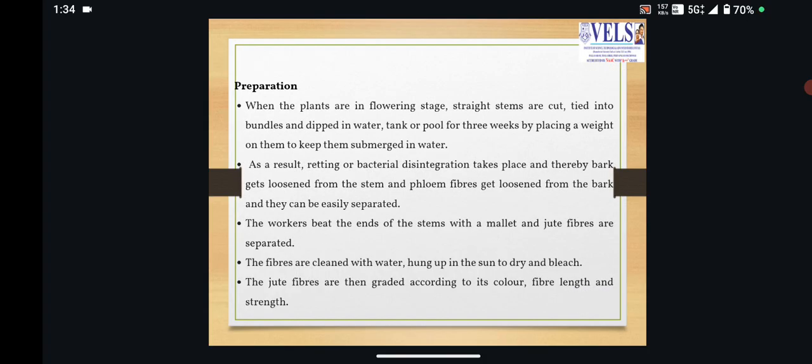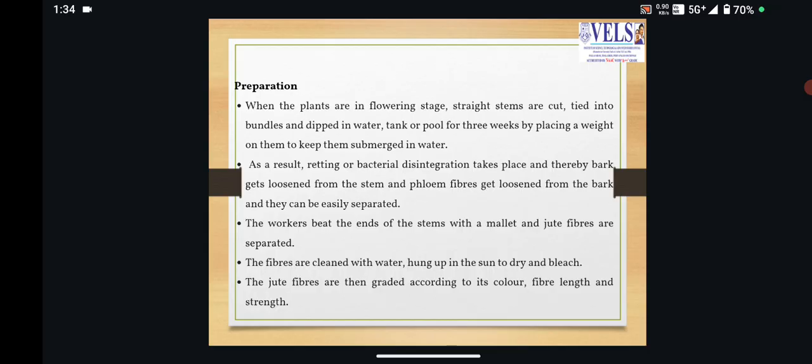Preparation: when the plants are in the flowering period, the straight stems are cut down from the plant. They are made into bundles and dipped in water. After the fermentation is over, they are taken out. Retting, or bacterial disintegration, takes place during the soaking of the plant. The bark gets loosened from the stem and the phloem fibers get loosened from the bark. Then they are separated.